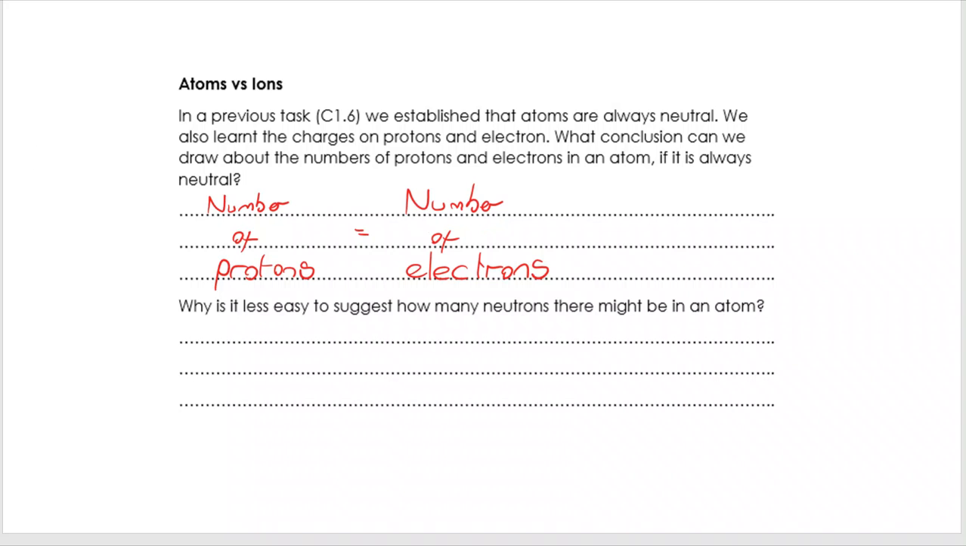Why is it less easy to suggest how many neutrons there might be in an atom? Well, neutrons are neutral. Neutrons are also very unreactive. They don't really impact on any form of change. They weren't discovered until much later, as we heard in the history of the atom video earlier in this series. So we basically didn't know about them until much, much later on.